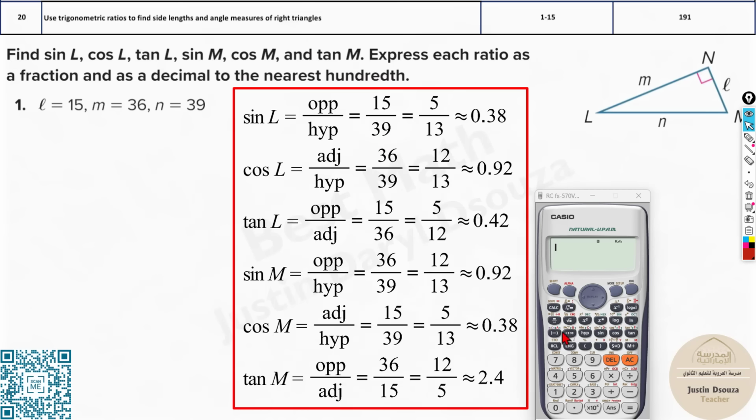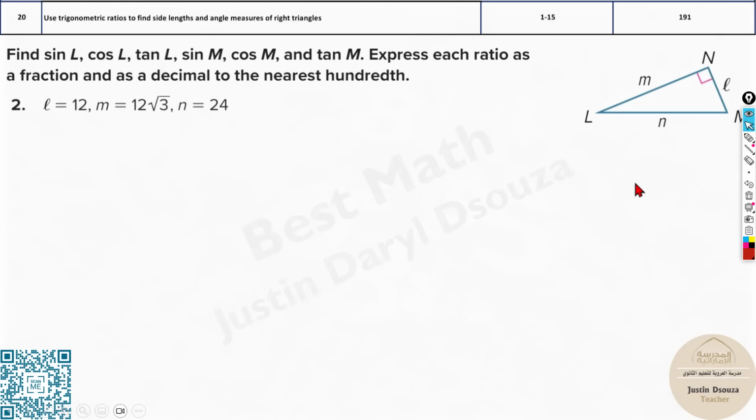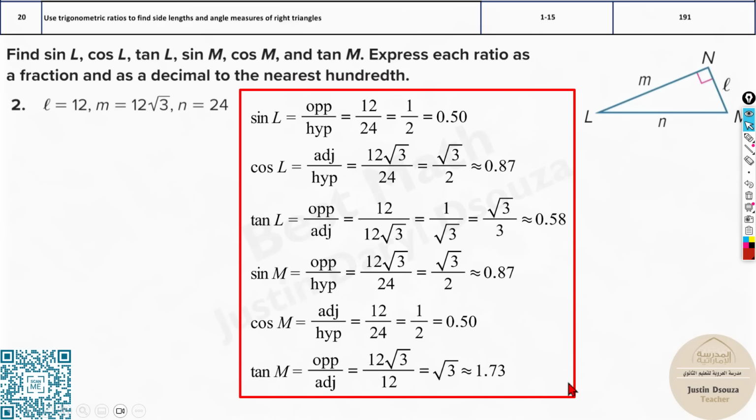All you do is write this out, 15 divided by 39. So it's 5 by 13. Generally you might have this as your answer. Sine L is equal to 5 by 13, or it is equal to 0.38. Same way you can do the others. So we just change this to 36 and you will get 12 by 13 or 0.92. Please try these by yourselves. They are nothing much, just using the trigonometric ratios and you will get the answers.